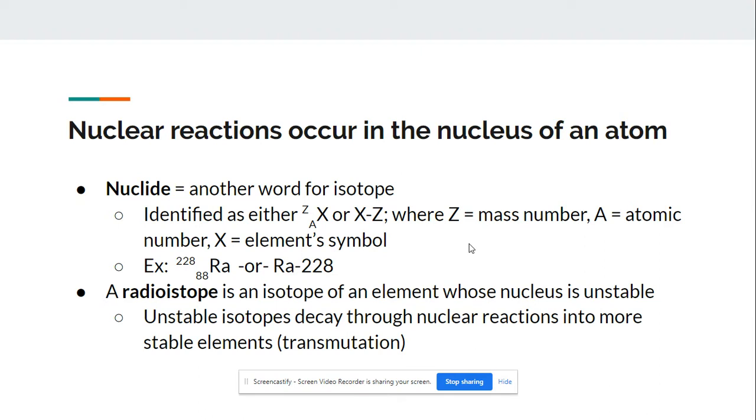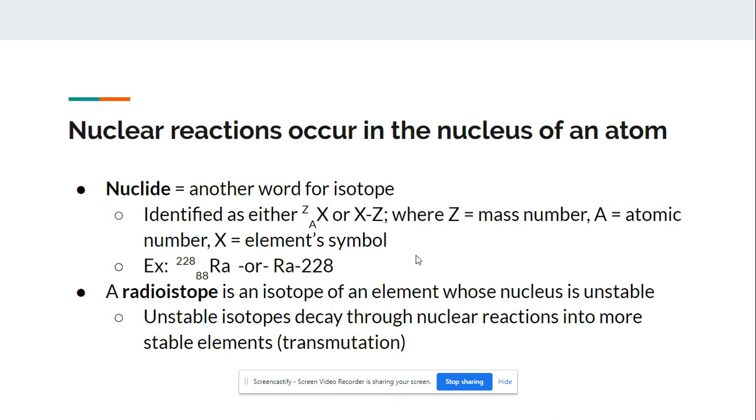So first, we need to remind ourselves about nuclear notation, which is what's going on right here, where we're either writing the mass number over the atomic number and the element symbol, or we are writing the element's symbol and the mass number so that we can identify what isotope it is that we're dealing with. So we've talked in the past about how elements can have different isotopes, meaning they are the same element with the same atomic number, but they have a different mass number.